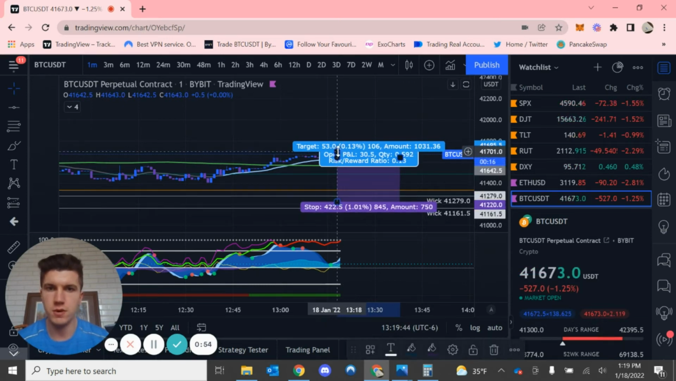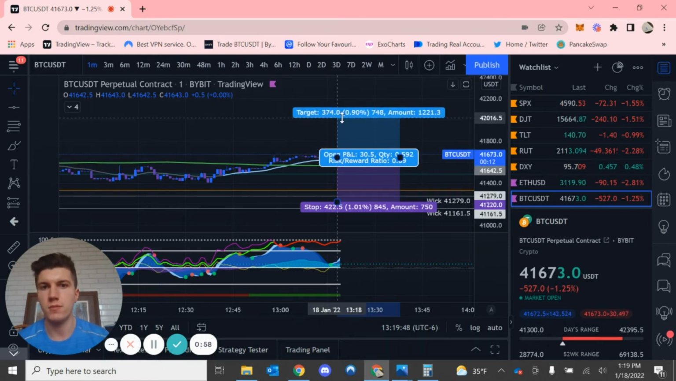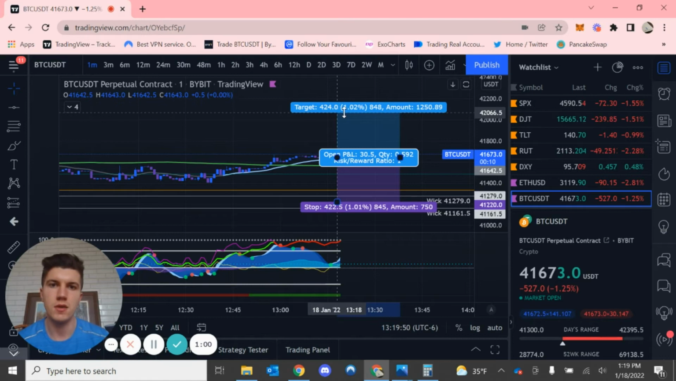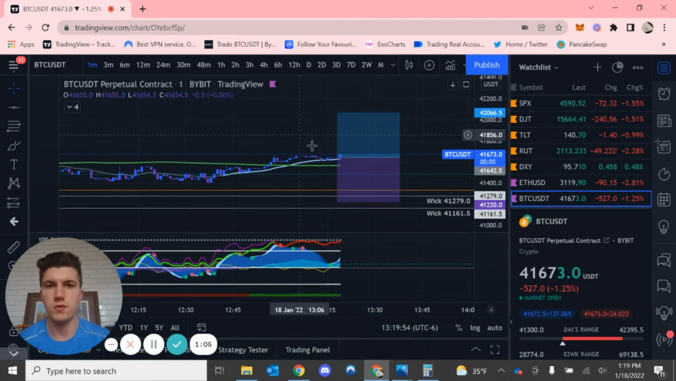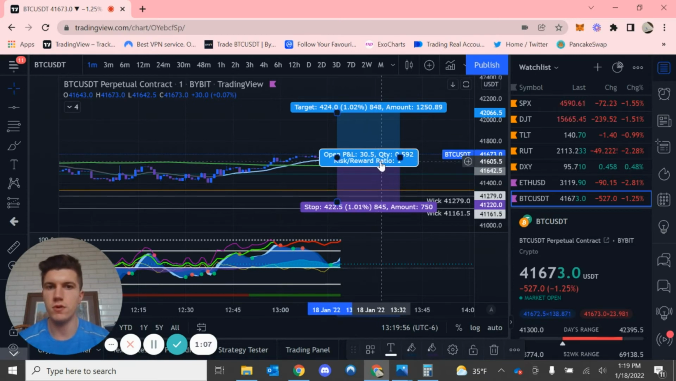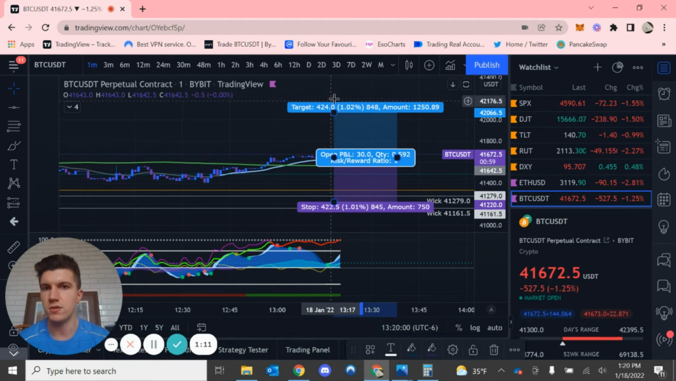All right, 1.1. And so what I want to reward, or what I'm hoping to get out of the trade, is a target of 1%. And so as you can see here, my risk to reward is 1, where I'm risking 1% to gain 1%. And so that is a common example.